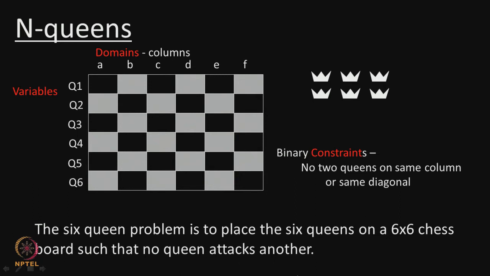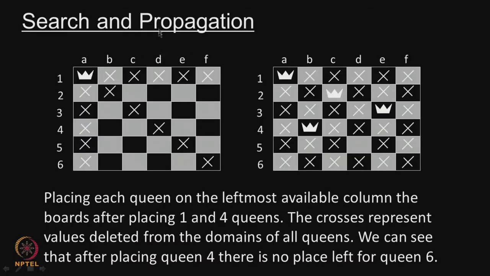So, one example is the n queens problem, which is a well known problem, where in this instance it is a 6 queens problem. There are 6 queens you have to place on a 6 by 6 chessboard. The queens are Q1 to Q6, and the values that these variables can take are the column numbers a, b, c, d, e, f, and the constraints are that no two queens can be on the same column or on the same diagonal essentially.